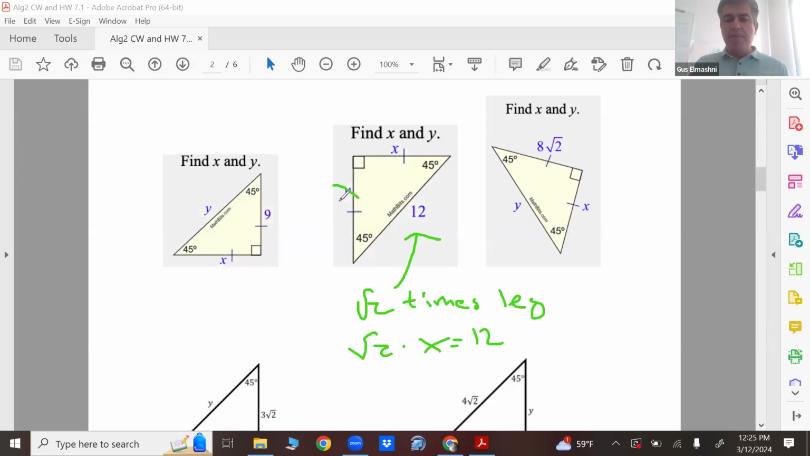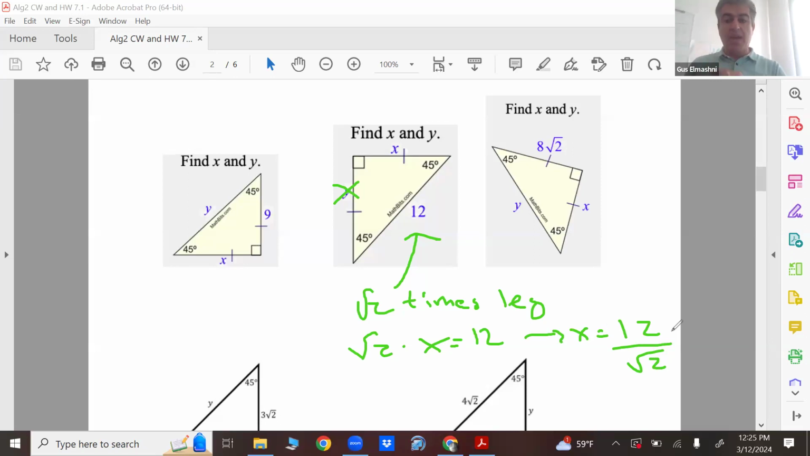I mean, it's kind of dumb they put x and y because let's be honest, those are the same, right? Both legs are the same because the angles opposite them are the same, 45, 45. So we'll just call y x because they're both the same. Now, how do I solve for x? What does x equal? Good.